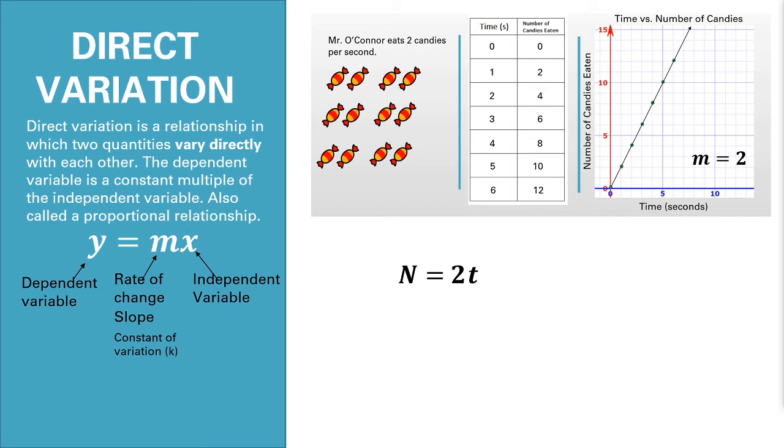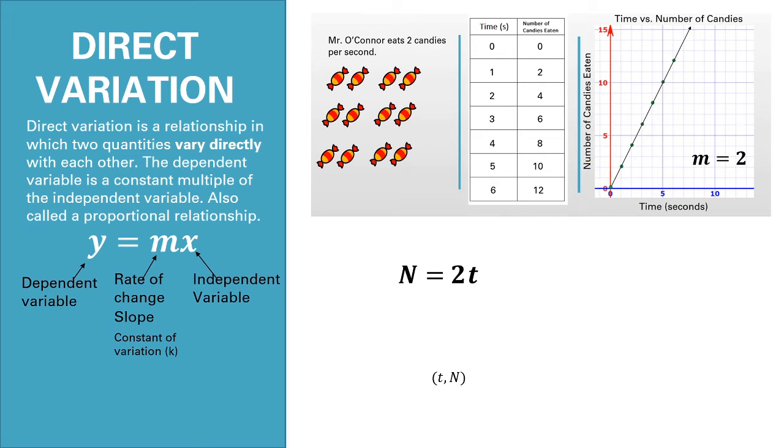So let's see that in practice. If I substitute, for example, 0 for t, I get 2 times 0, which gives me 0. That means that on the graph, there is going to be the point 0, 0. The first 0 is for t, time in seconds, and the second 0 is for the number of candies eaten. And you can see that point on the graph there.